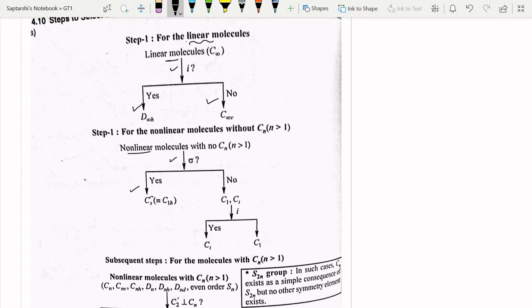If it has sigma, it will be Cs. This is only for when the molecule does not have Cn with n more than 1, so the maximum it can go is C1. If it has sigma, it will be Cs. If it does not, it will be Ci or C1. If it has I, it is Ci, and if it does not have I, it will be C1. And for molecules with n more than 1, we have the following.